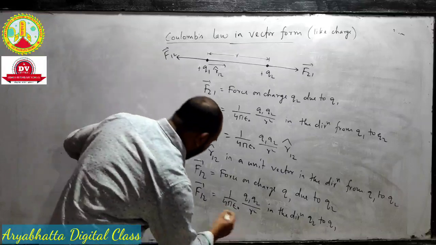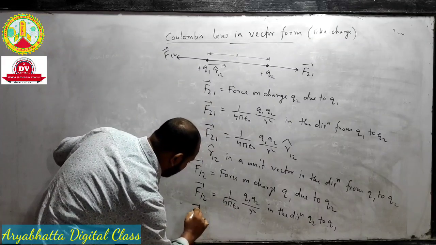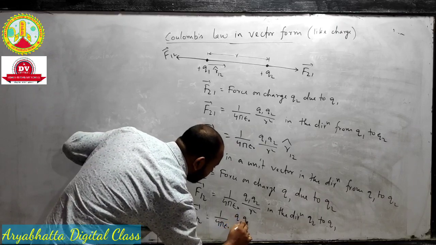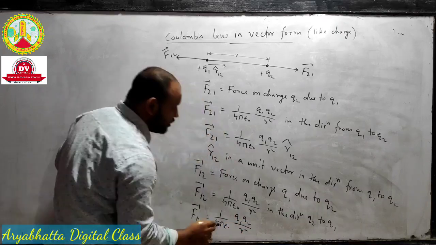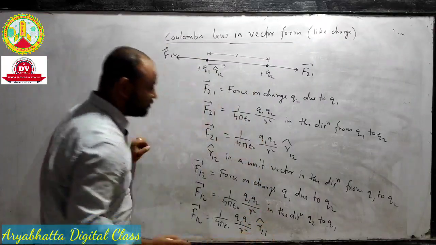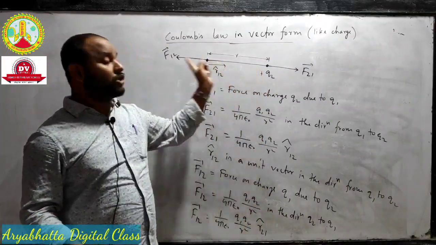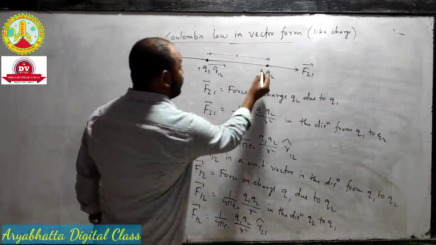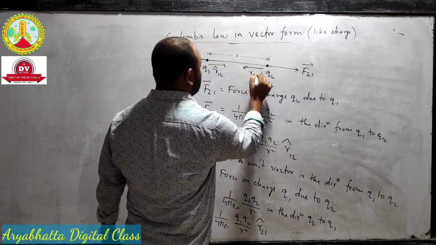We can write it also: F12 is equal to 1 by 4 pi epsilon naught Q1 Q2 by r square times r21 cap. That means the direction Q2 to Q1 is also expressed by r21 cap.